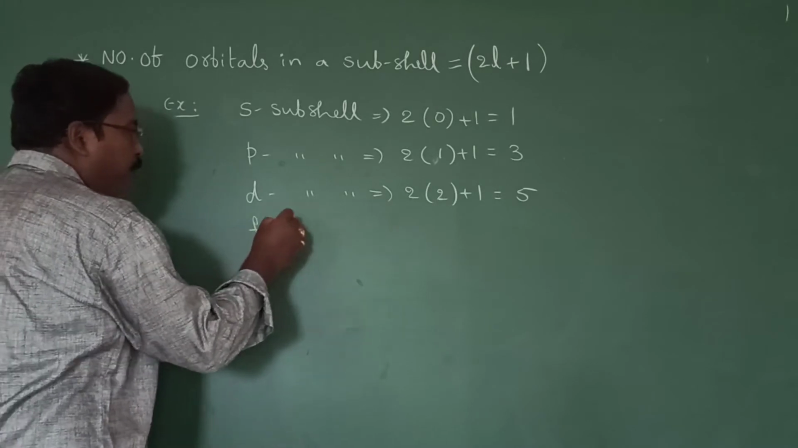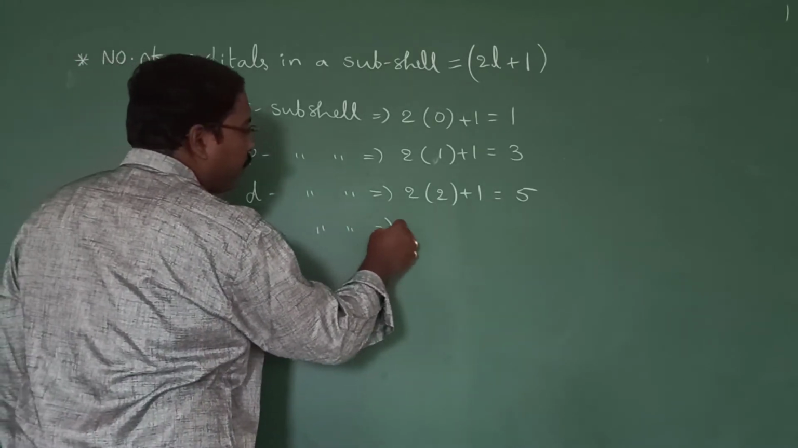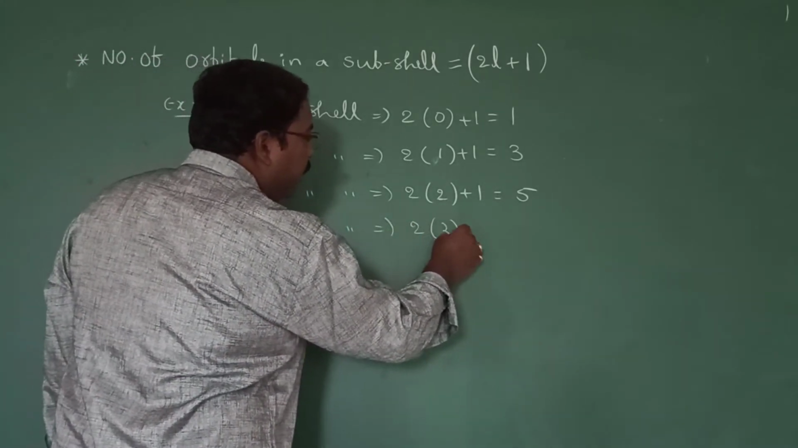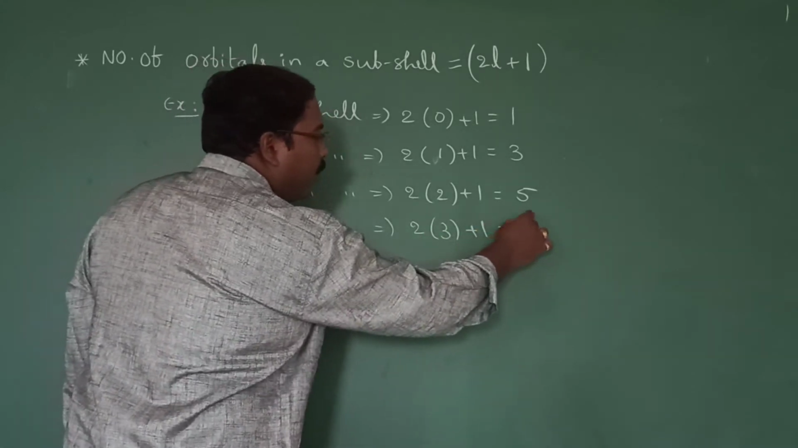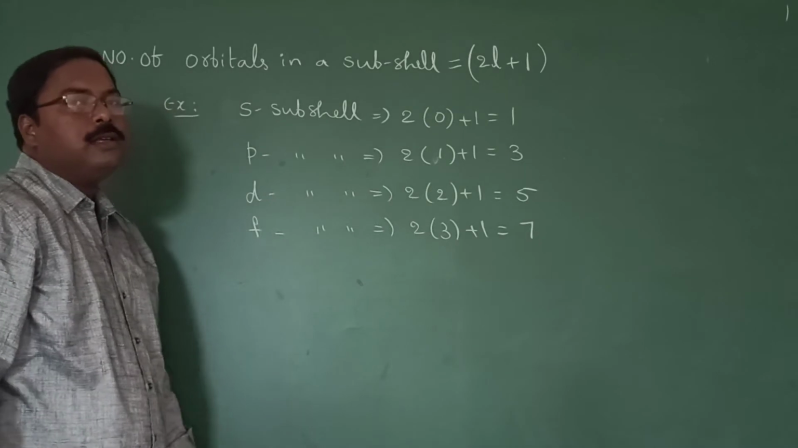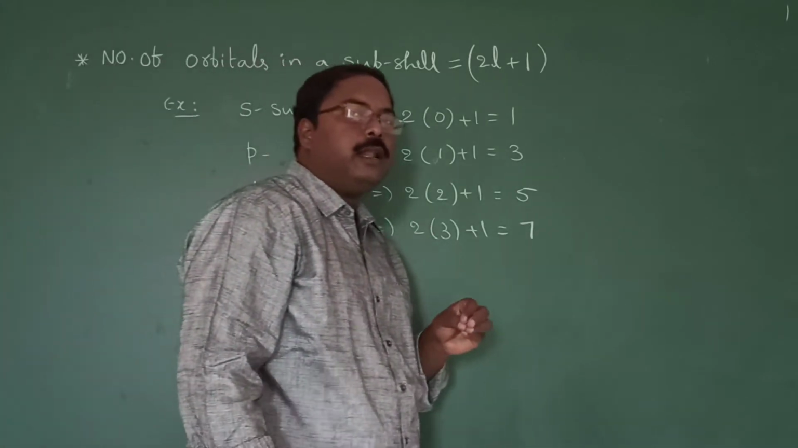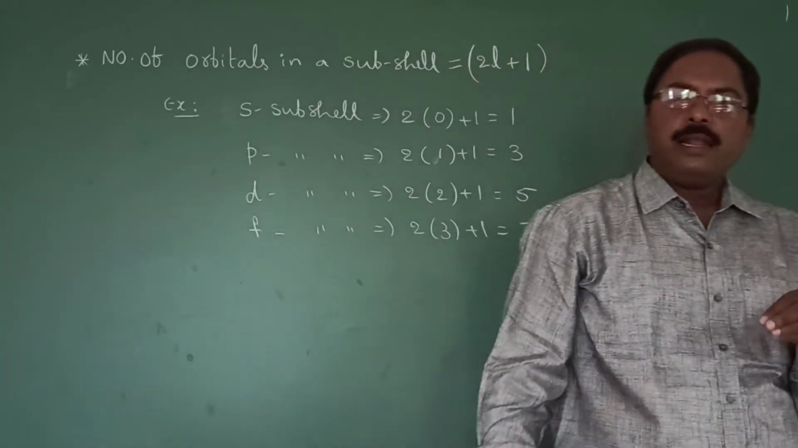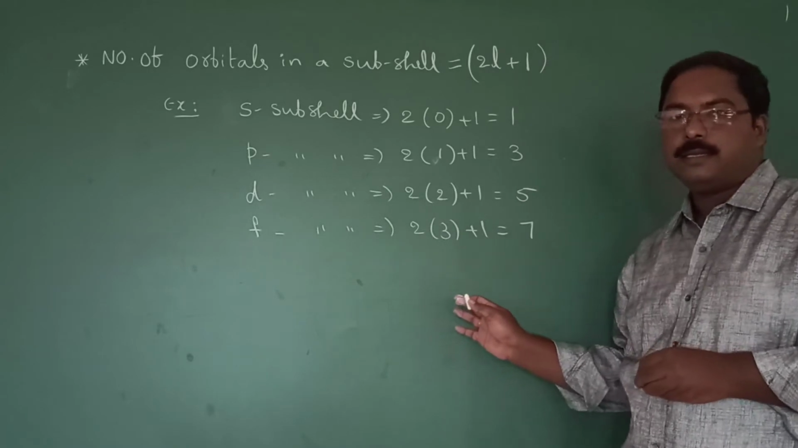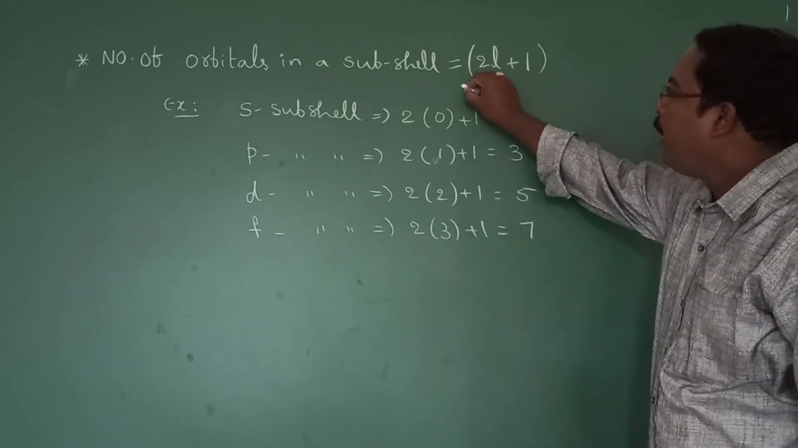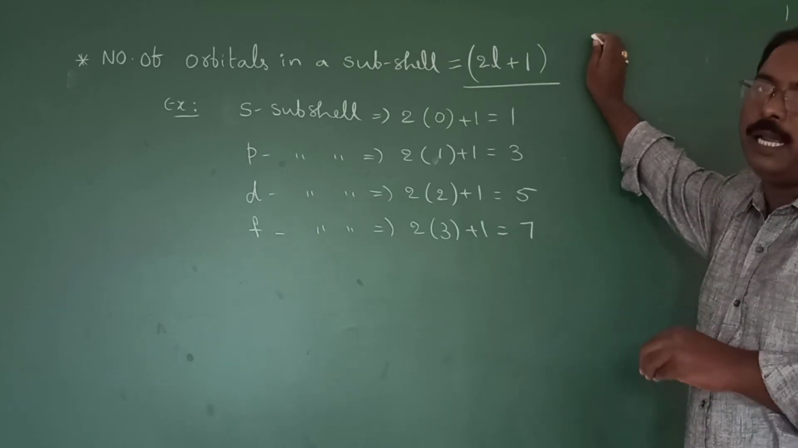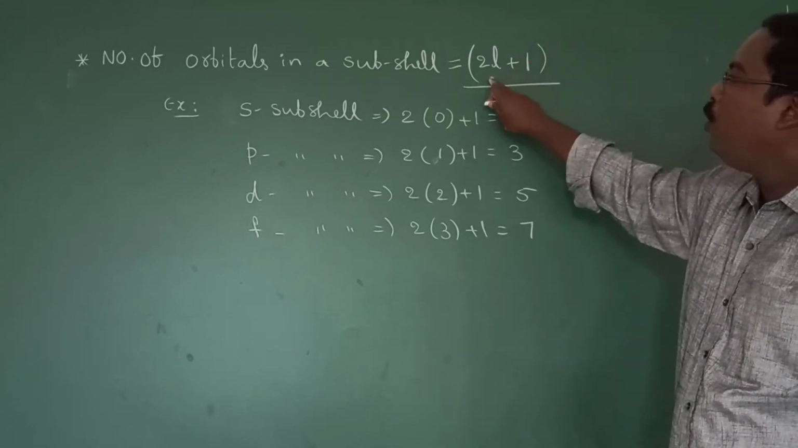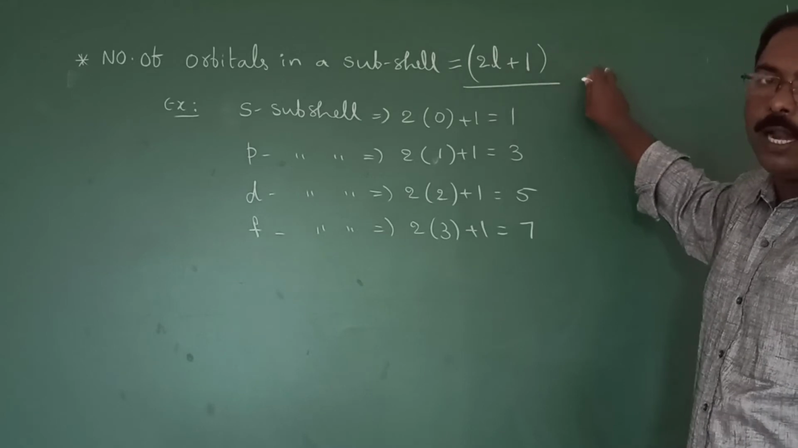Now coming to the f subshell. 2 into 3 plus 1. 2 3s are 6 plus 1, 7. Okay? So for an f subshell, we will get 7 orbitals. So if they ask you to find the number of orbitals in a subshell, the formula is 2l plus 1.